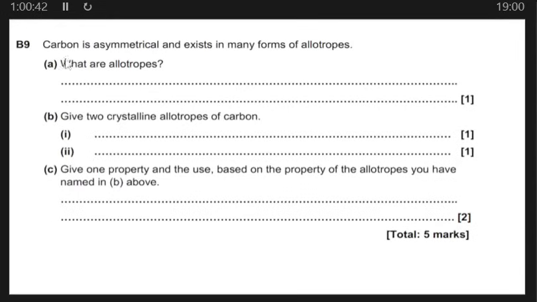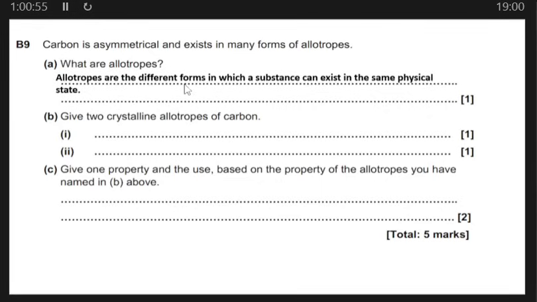Question number B9 says carbon is allotropic and exists in many forms of allotropes. So what are allotropes? Allotropes are the different forms in which a substance can exist in the same physical state. So like the way carbon is, it can exist in different structural forms in the same physical state, solid. So B, they are saying give 2 crystalline allotropes of carbon. So we have diamond and graphite.